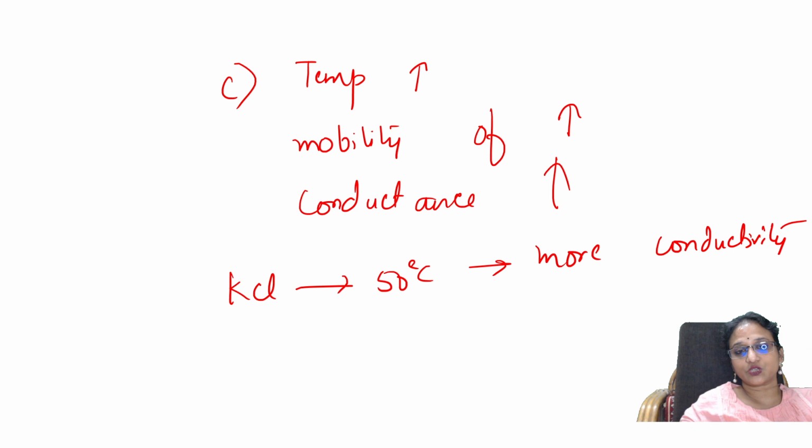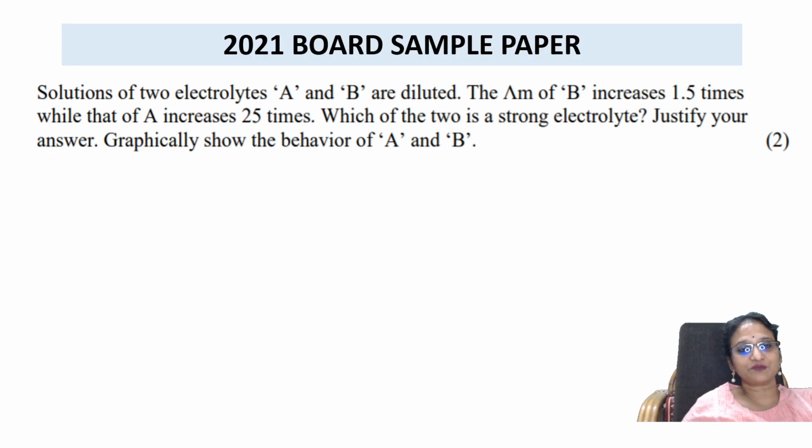Next, 2021 paper. We have almost come to the end. This is a two marks question. Solutions of two electrolytes A and B are diluted. The molar conductivity of B increases by 1.5 times and A increases by 25 times. Which of the two is a strong electrolyte? Justify your answer graphically. Remember, students, first of all, I have to decide which is a weak electrolyte and which is a strong electrolyte.